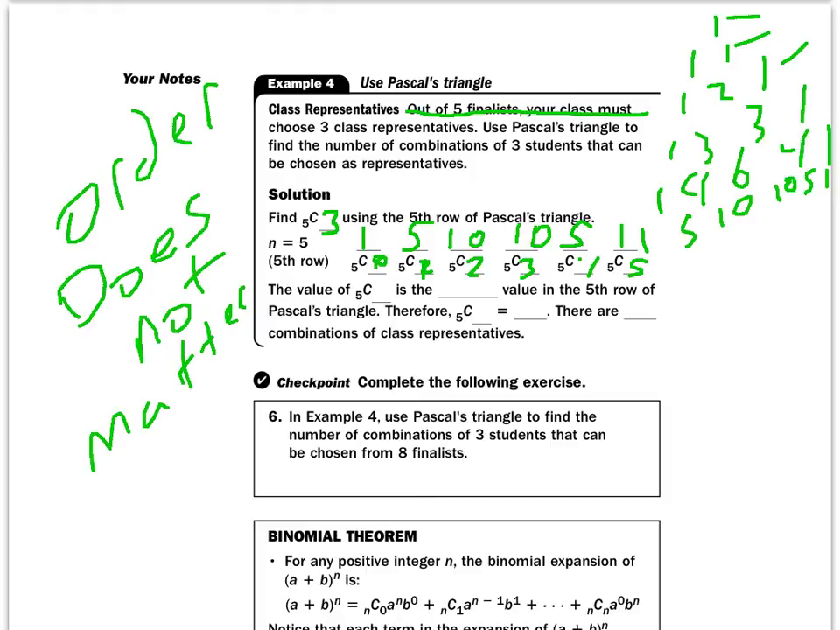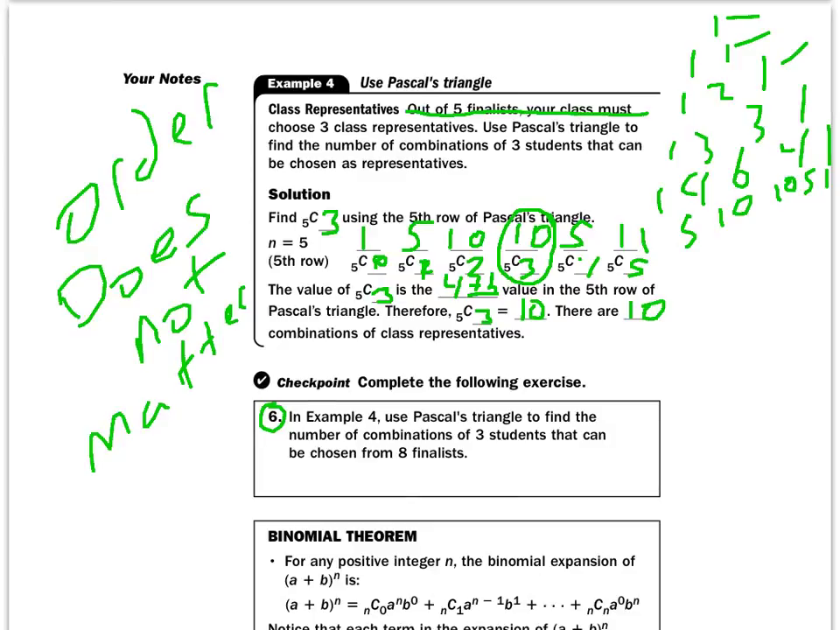The value of 5 choose 3 is the fourth value in the row. It's this one right here. All right? Fourth value in the row of Pascal's triangle. Therefore, 5 choose 3 equals 10. There are 10 different ways that you can choose 3 representatives for your class. You guys go ahead and do example 6.